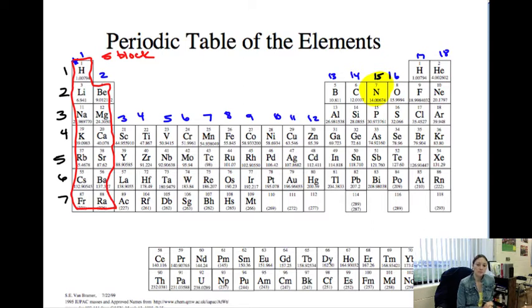Okay, so hydrogen is a 1s1. It's in the first row. Okay, it's in the S block. It only has 1 electron, and it's in the first group. So 1s1.